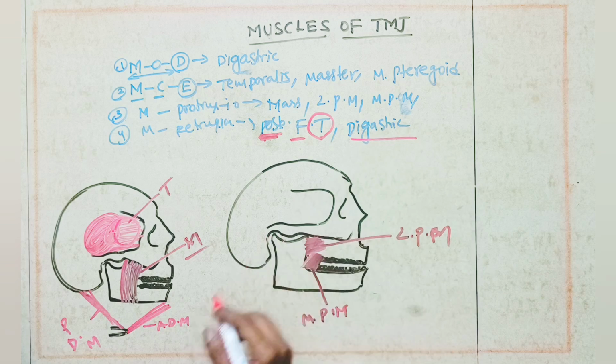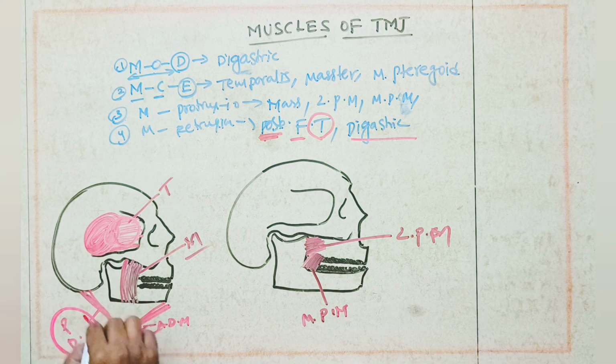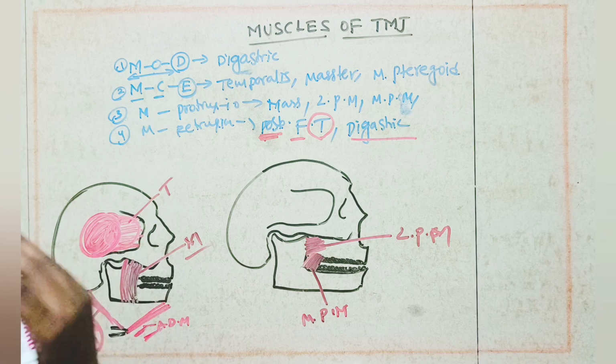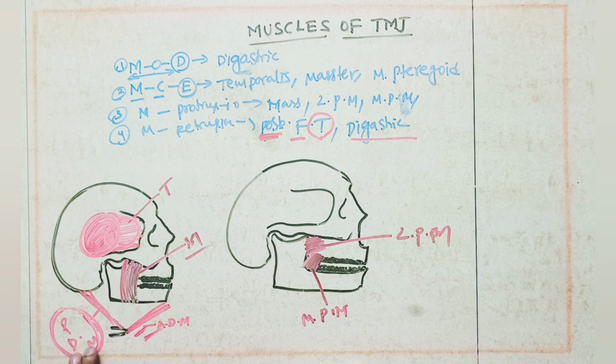At the same time the digastric. Here we have the posterior digastric and the anterior digastric. Here the posterior digastric will be involved more. So the posterior fibers of the temporal muscle and the posterior digastric muscle, these two muscles are helpful for the retrusion movement of the mandible.